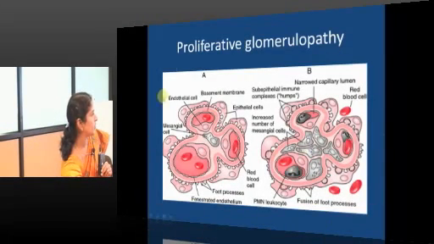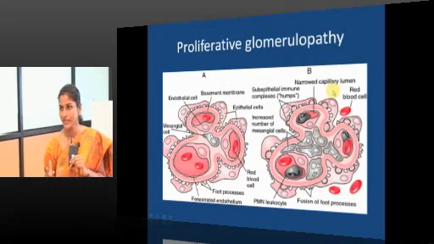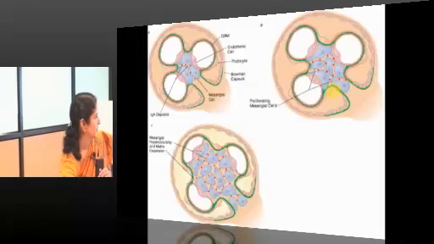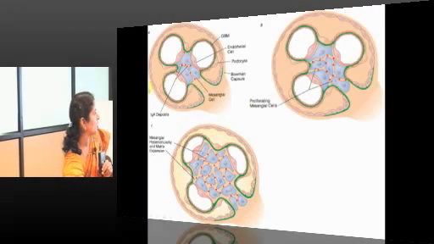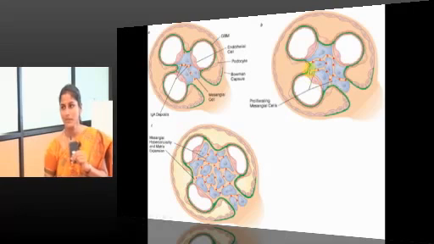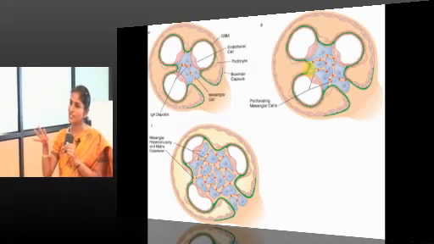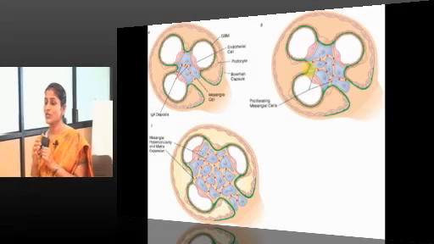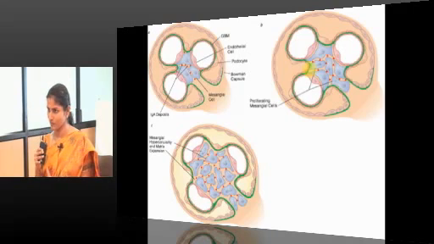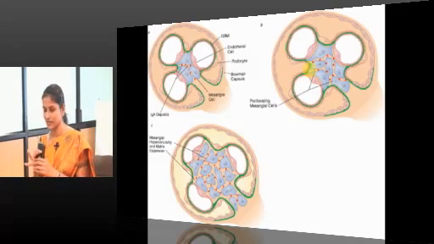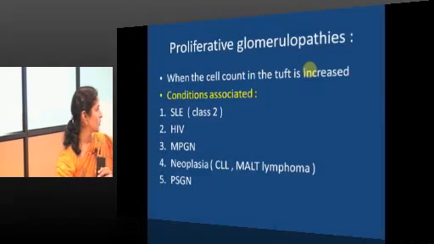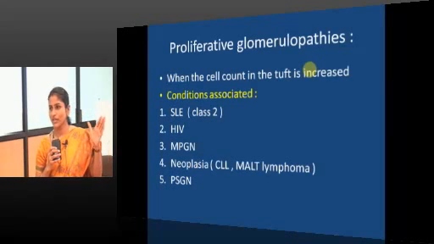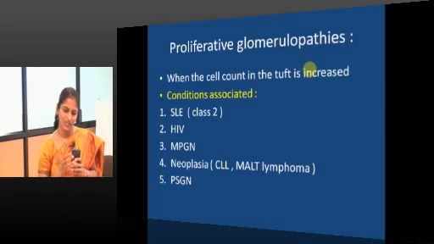So, this is how a normal glomerulus will look, but this is how a proliferated glomerulus will appear. So, this is a normal glomerulus. You can see the continuous GBM, and we can make out the mesangial hypercellularity. The pathology is preferably affecting the mesangium, as in IgA nephropathy and HSP. So, when you find more than 3 cells in the mesangium, it is called mesangial hypercellularity. When the cell count in the tuft is increased, you are going to call it proliferative glomerulopathies. You have a variety of conditions.